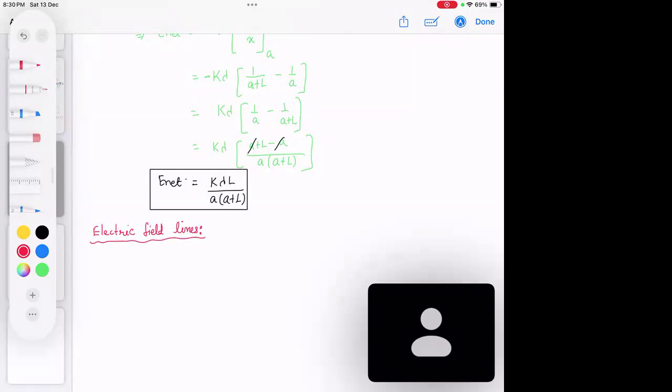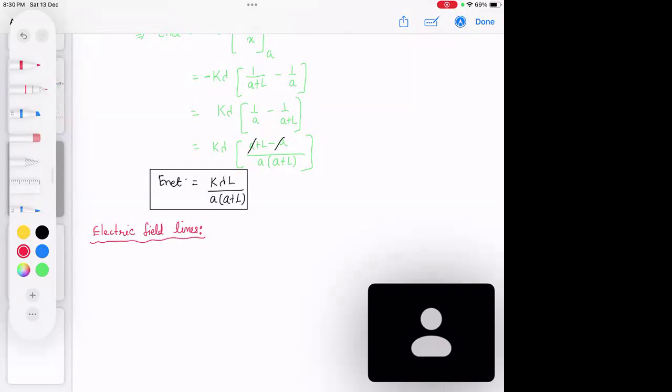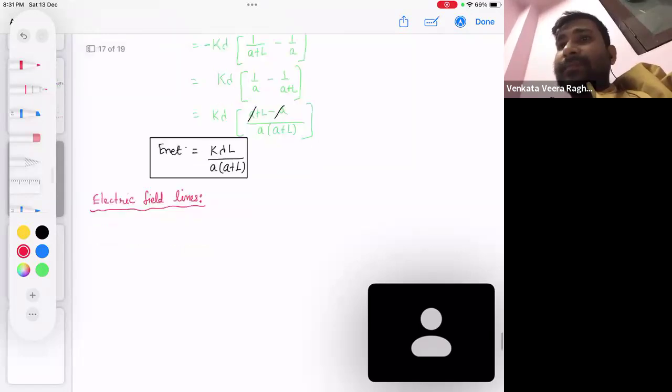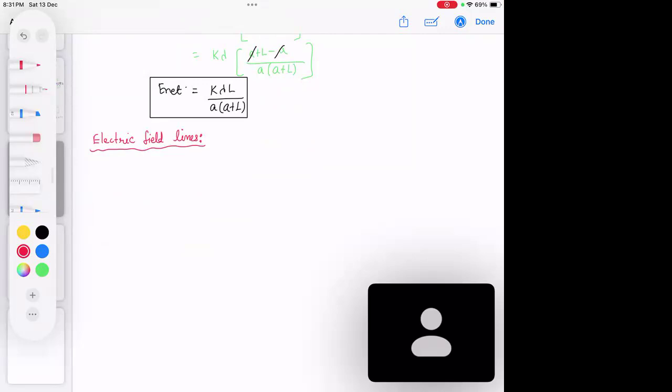Sir, tell me, what are electric field lines? Sir, the lines generated by a charged particle. Electric field lines, generated by a charged particle. Anything else? Anyone else want to add something? Please tell me. Sir, the lines generated by a charged particle that represent its magnitude and type of particle.